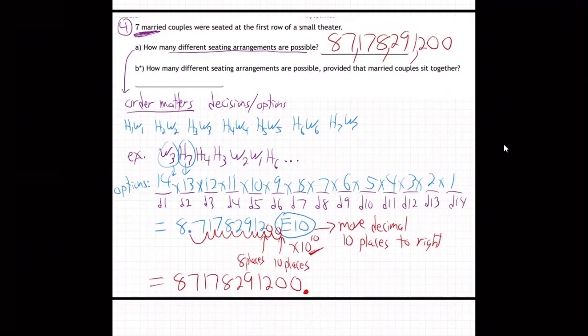Are you okay with this decimal thing? Do you understand what that means? E10 means move the decimal 10 places to the right, or whatever notation you get on your calculator.